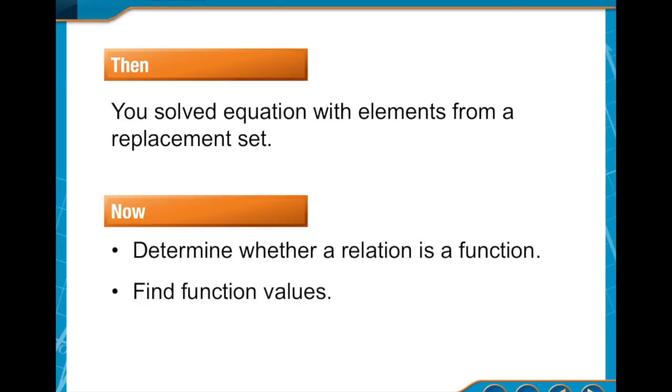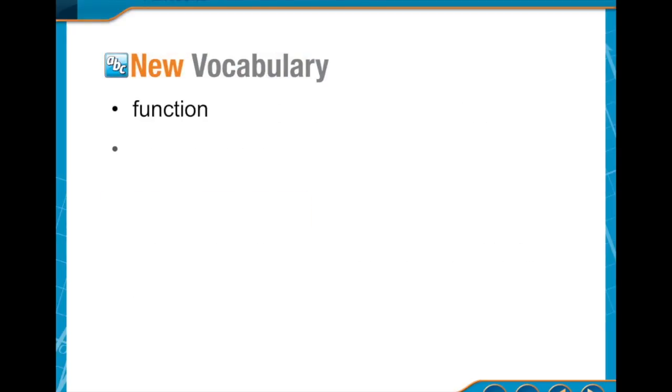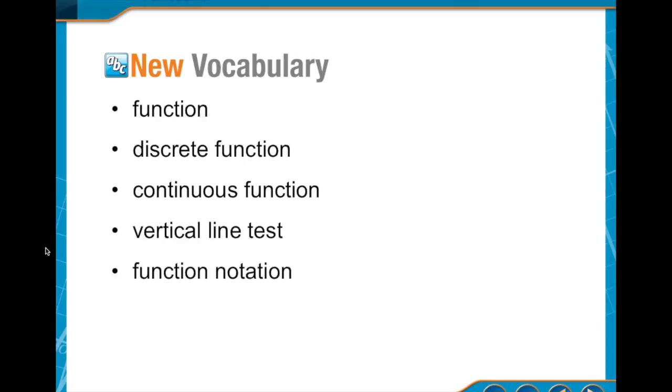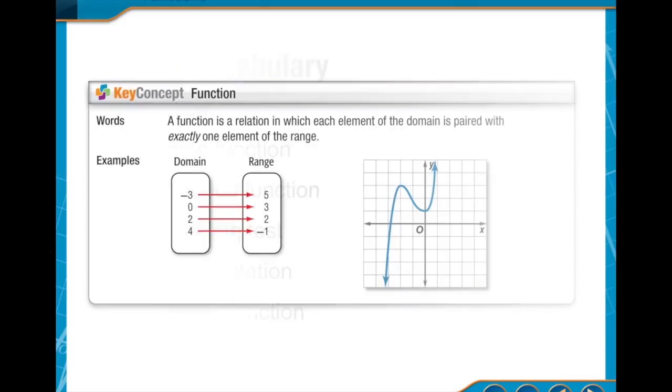We can determine whether a relation, when you have different points, x and y coordinates, is a function. And we can also find some function values. Some of the vocabulary we'll talk about: different kinds of functions. This vertical line test is very important. We'll talk about the meaning there and how that helps us determine whether something is a function. We'll also learn about function notation and nonlinear functions.